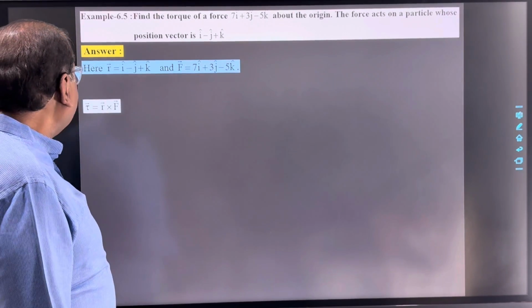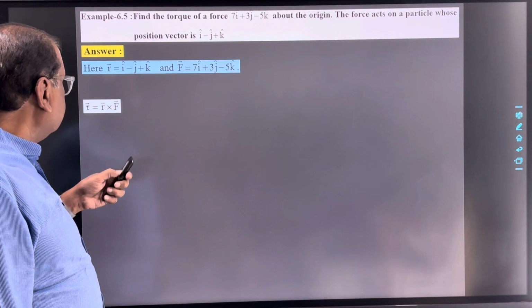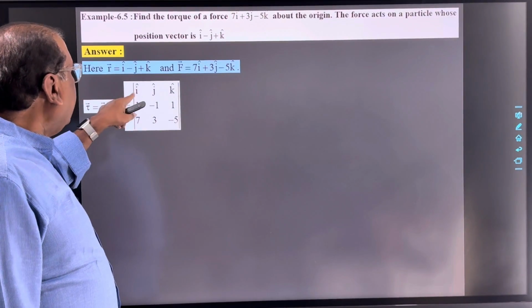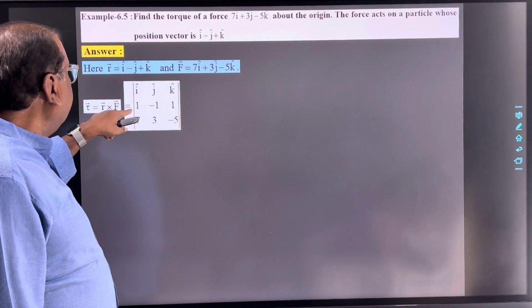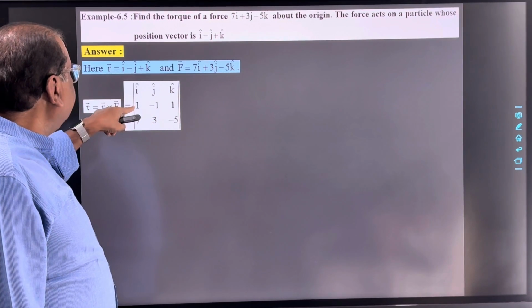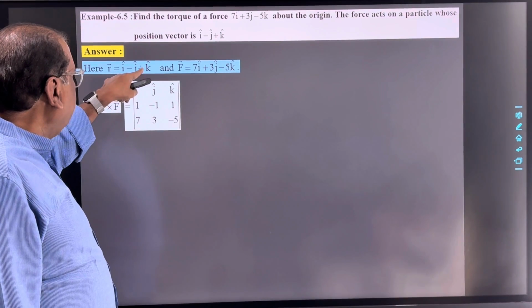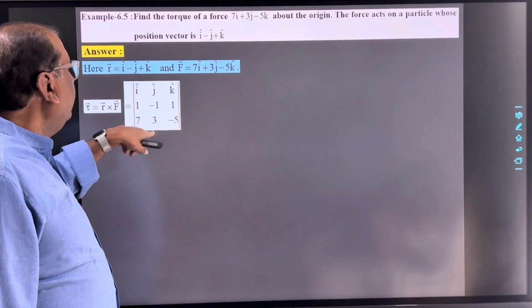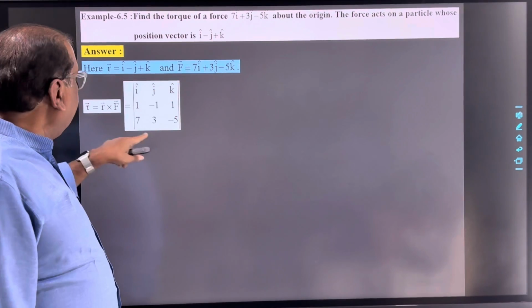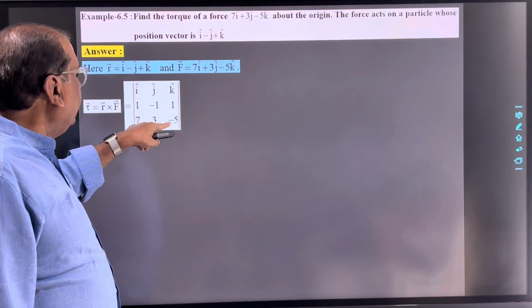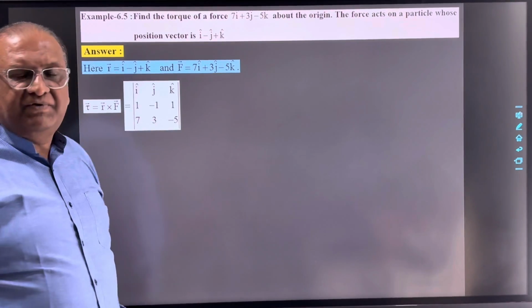So we can write torque tau, that is r cross F, that is the determinant i, j, k, then x, that is 1, y, that is -1, and z, that is 1. Then for vector F, Fx, that is 7, Fy, that is 3, and Fz, that is -5.